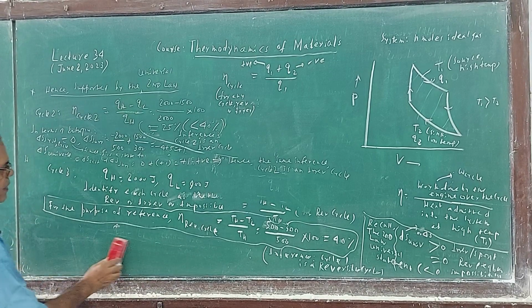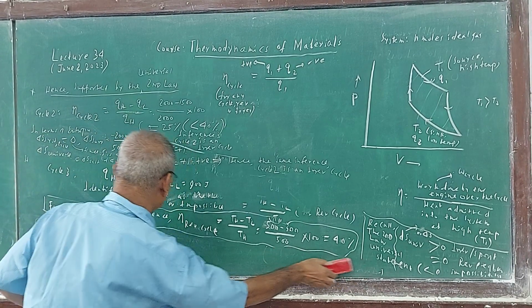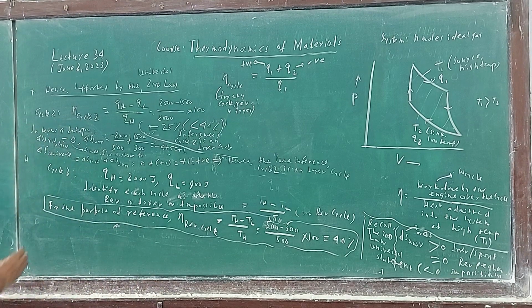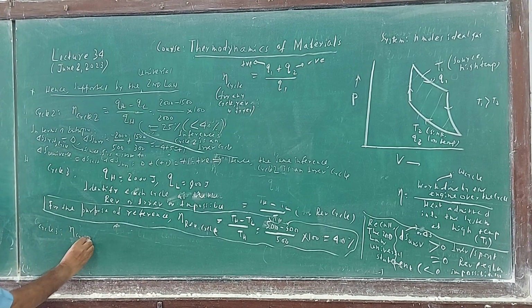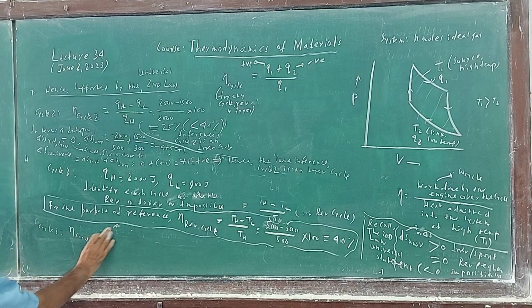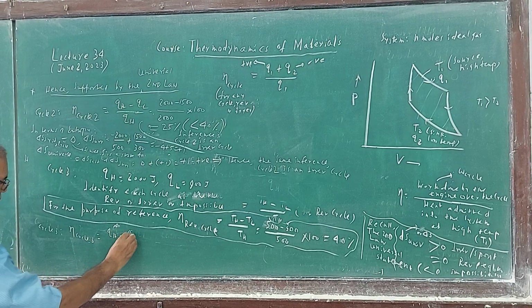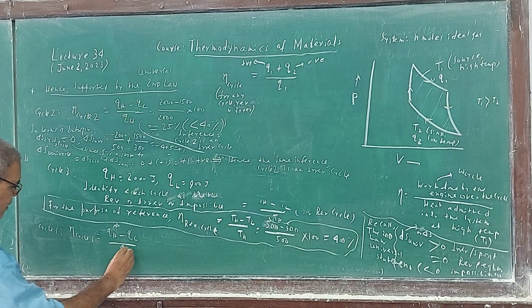Cycle 1, cycle 2, cycle 3. Cycle 1 is the reference, so keep it here in case. Cycle 3, discuss it quickly. Tell me which way you proceed first. In efficiency of cycle 3, quickly, what is QH again? Efficiency is QH minus QL by QH. What is this?